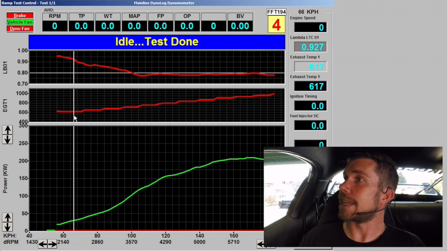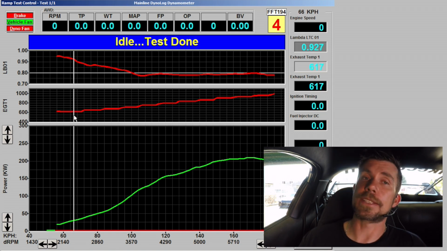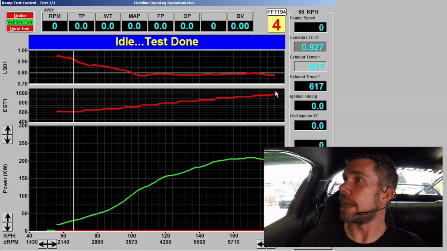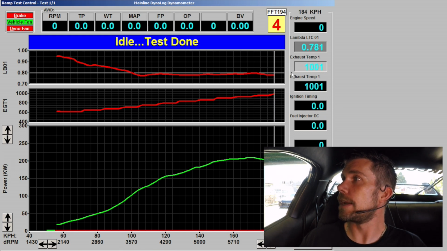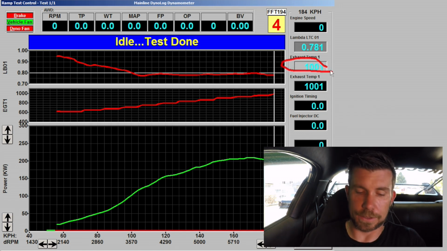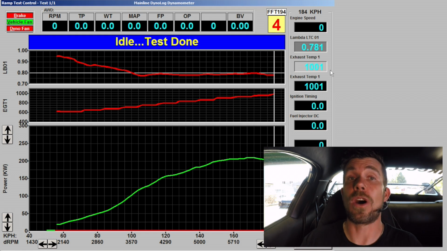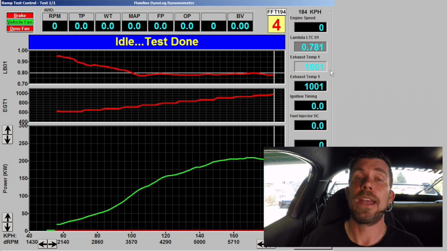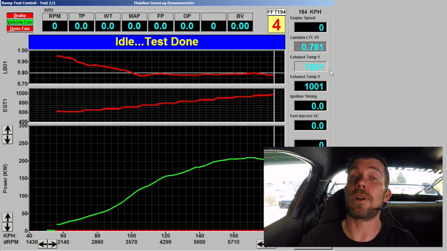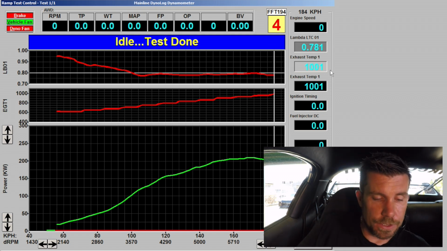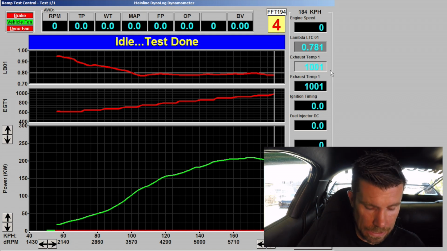Below we've got our exhaust gas temperature, of course, and at the start of the run you can see we're sitting at about 600 degrees centigrade, and by the end of the run we've actually peaked, you can see here, at 1001 degrees centigrade. That's an exceptionally high exhaust gas temperature, and potentially dangerous to some of the components, particularly the turbocharger as well.